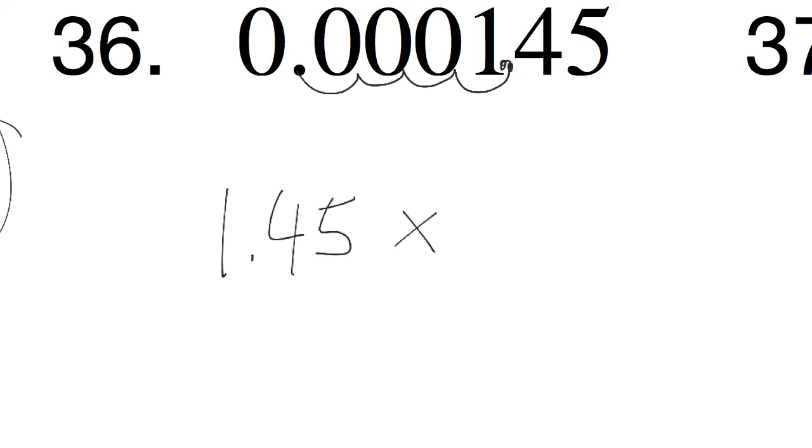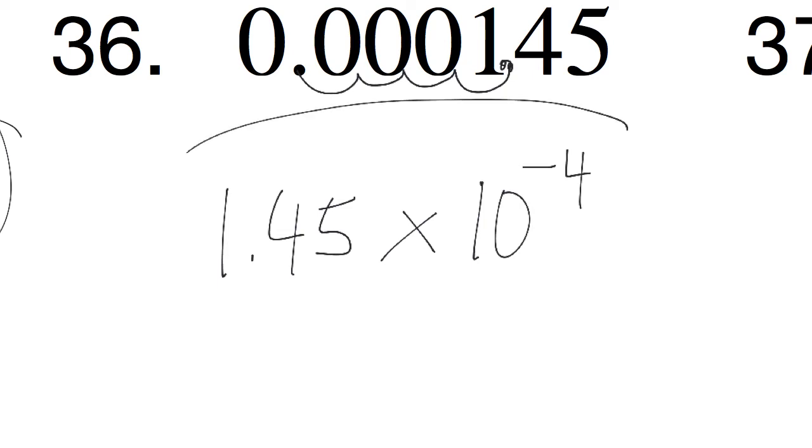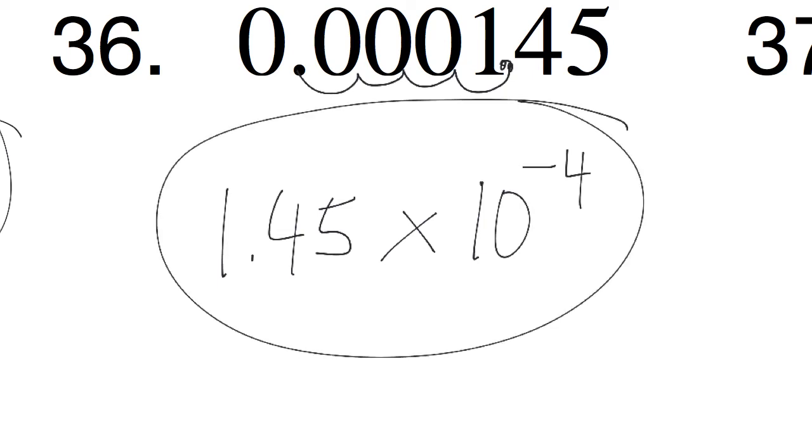That looks like a really small number, so this exponent is going to be negative. 1, 2, 3, 4. 1.45, it's a number between 1 and 10, times 10 to the negative 4. Why negative? Because it's a small number. It's a tiny, tiny little decimal.